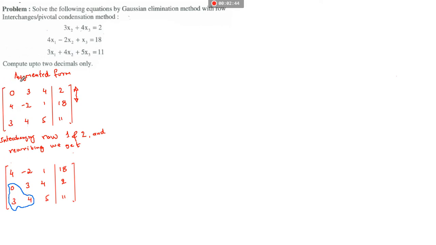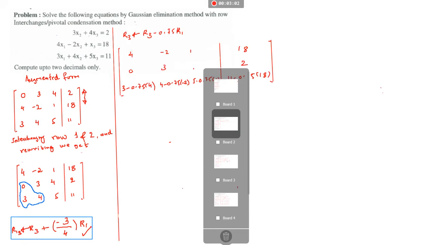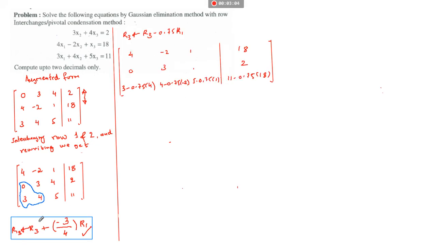So once you have done that, the next procedure is exactly the same as in the Gauss elimination method. You need to look at this diagonal and you need to make these three terms 0 in the Gaussian elimination method. Okay, in the next step I have done the further operations. Okay, so now you want to make this term 0.